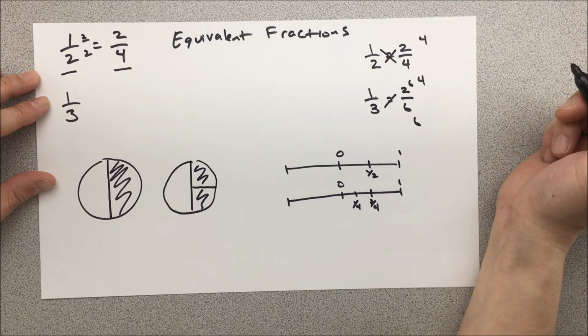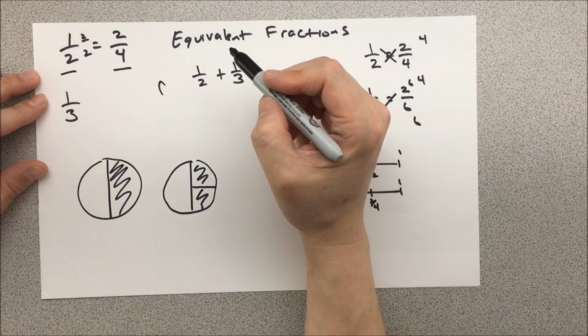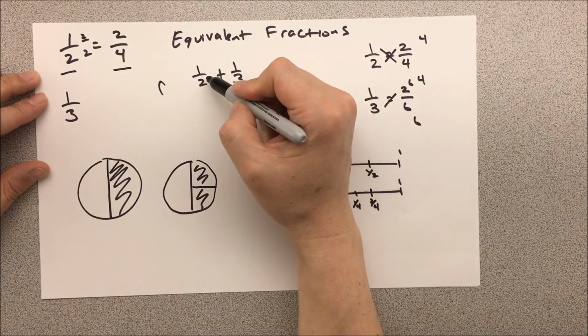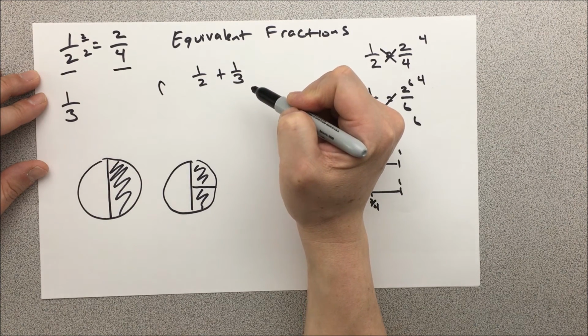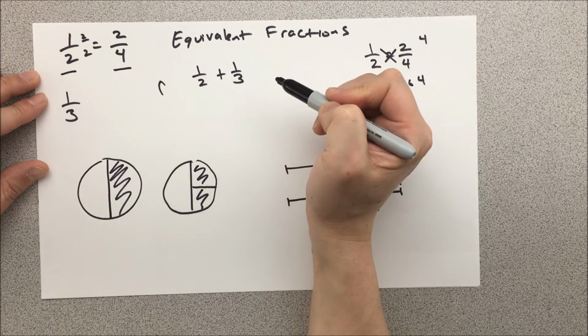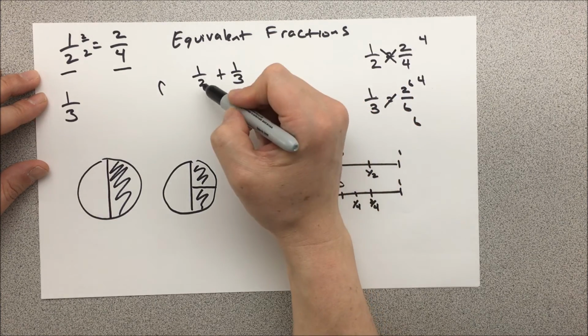Understanding this very simple concept of equivalent fractions will help your child add and subtract fractions with different denominators. For example, if your child needs to add 1/2 plus 1/3, they will need to understand how to convert these individual fractions into equivalent fractions with the same denominator.